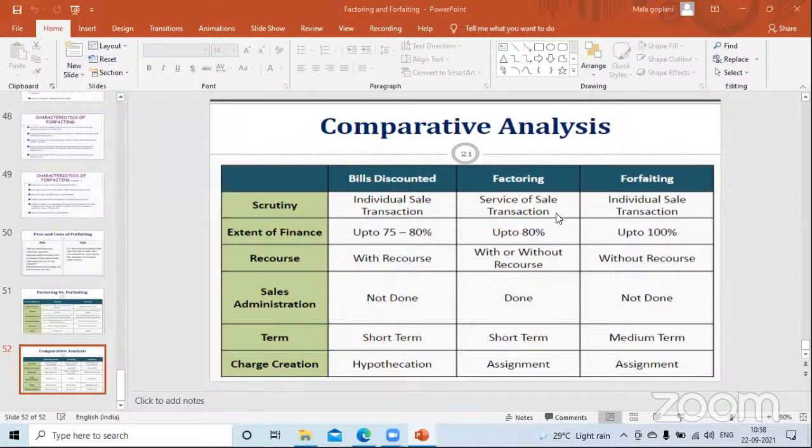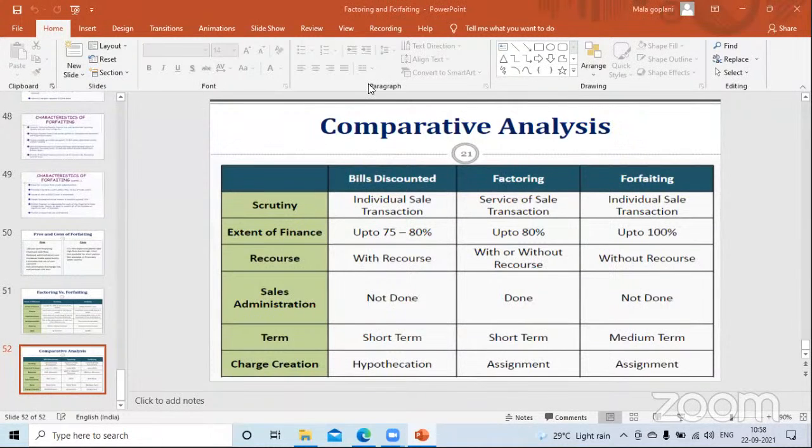Yes, ma'am. And forfeiter will not take. It is one-time service. Forfeiter is one-time service. He is not going to take the responsibility of administration. But you can sell all the bills to them and he will receive all the money from the debtors in the future on the future date. Other type of sales administration services will not be taken by forfeiter. So in bills discounting it is not done, in forfeiting it is not done, but in factoring all the administration work is taken by the factor. In the case of factoring only. So did you understand this much?